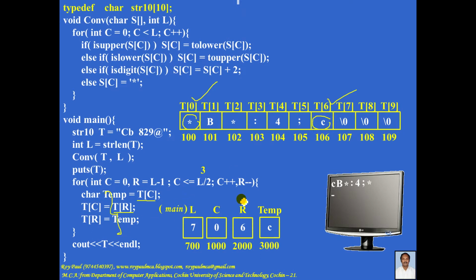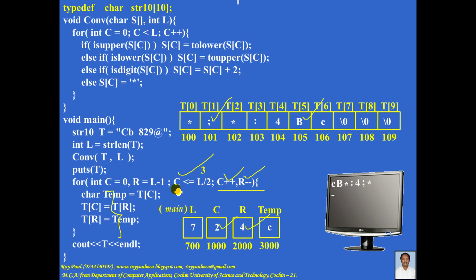Okay. Now after this, it is C++. So your C becomes 1. Now R minus minus, R becomes 5. After this, condition check. 1 less than or equal to 3, condition true. So control comes inside. No need to do this one because you need to swap T of C and T of R. C is 1, R is 5. So you need to swap T of 1 and T of 5. So these two quantities must be swapped. Yes, they are swapped. Now after this, again C++, C becomes 2, R minus minus, R becomes 4.